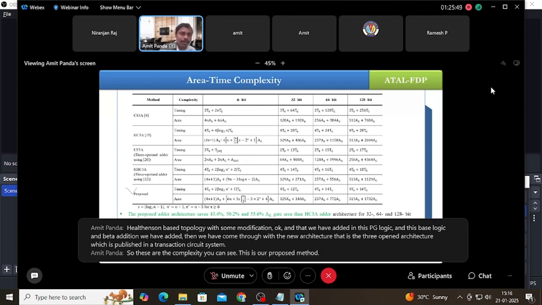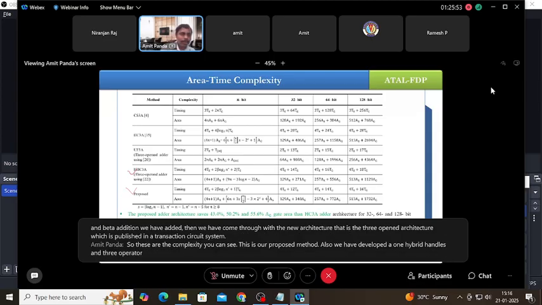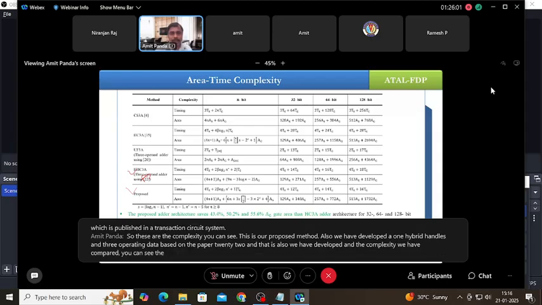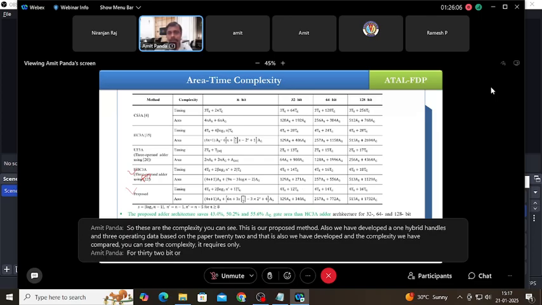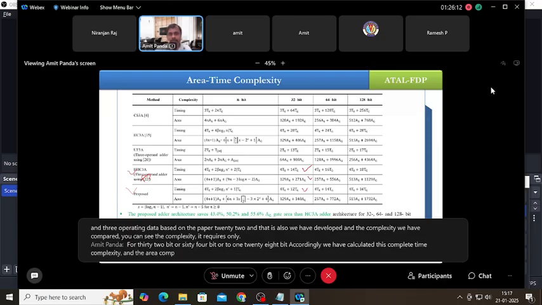Also we have developed one hybrid Hankelson three operand adder based on paper 22, and the complexity we have compared. You can see the complexity. It requires this much for 32 bit, 64 bit, or 128 bit. Accordingly, we have calculated the time complexity and the area complexity.